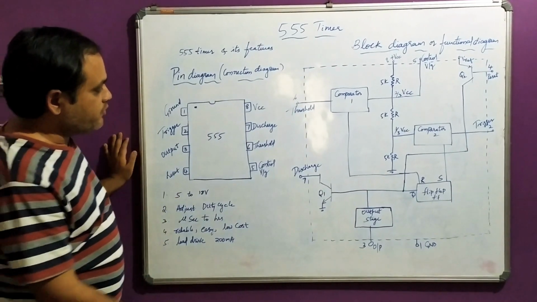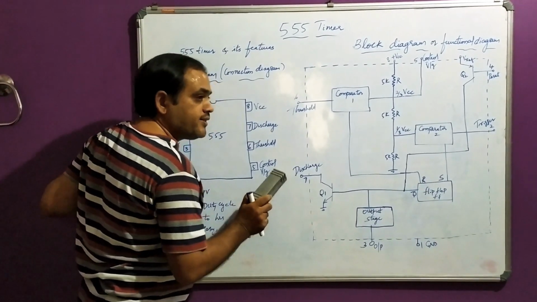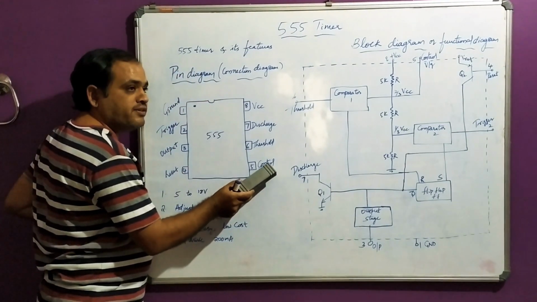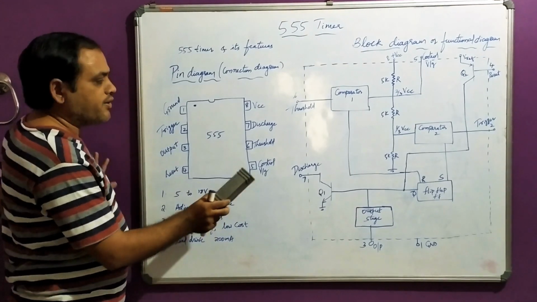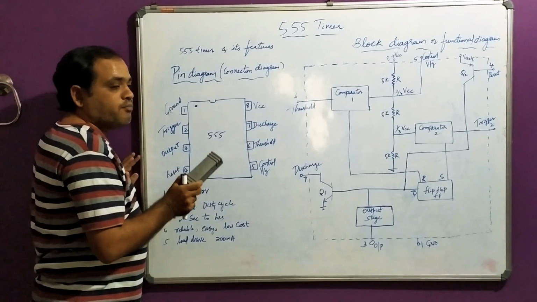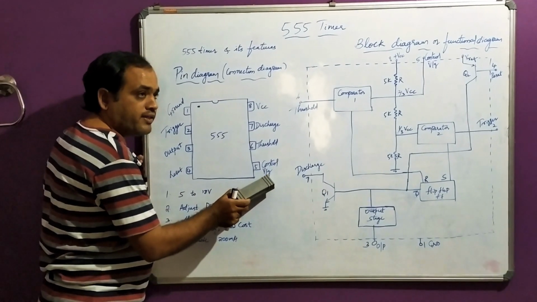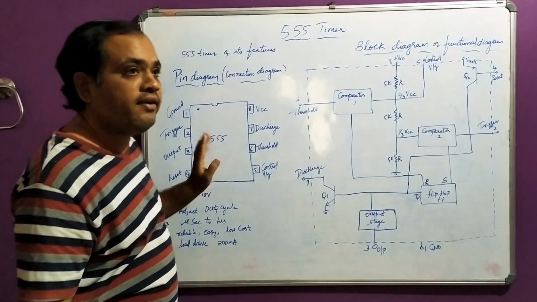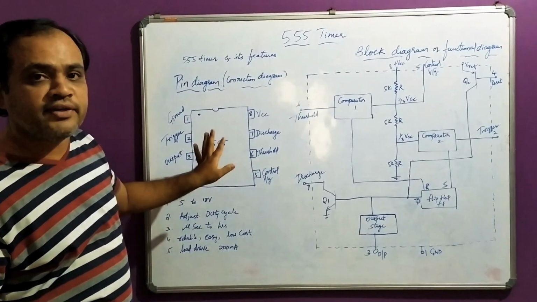Now the fifth one is the control voltage, given externally to this pin. As the name itself tells, it controls the two important voltages, that is the threshold voltage and the trigger voltage. By giving some voltage externally, I can vary the output waveform of the 555 timer, or I can vary the delays that are generated.